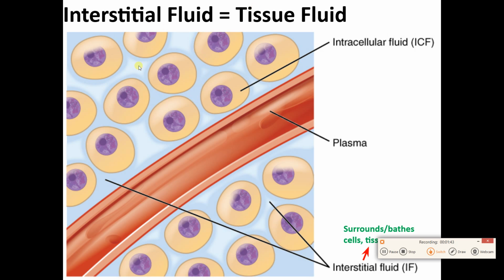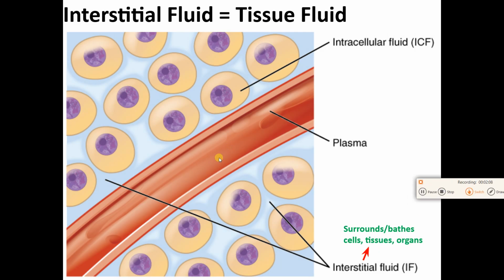It's between cells. Here I have a bunch of cells, about 10 cells up here, and they're not packed super tightly together, so there's some space between them. This would be extracellular space, and it will be filled with extracellular fluid, in particular tissue fluid or interstitial fluid. Blood, on the other hand, would be found inside this blood vessel. Interstitial fluid is going to surround and bathe cells, tissues, and organs.